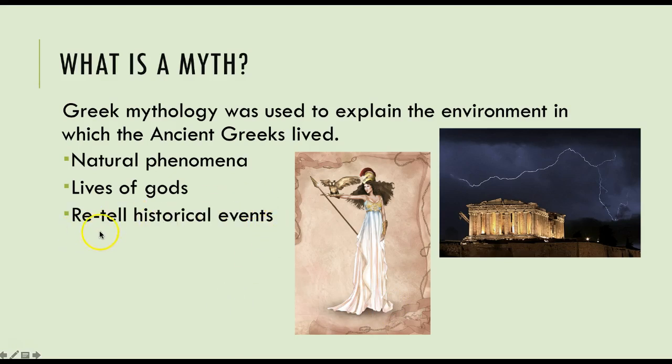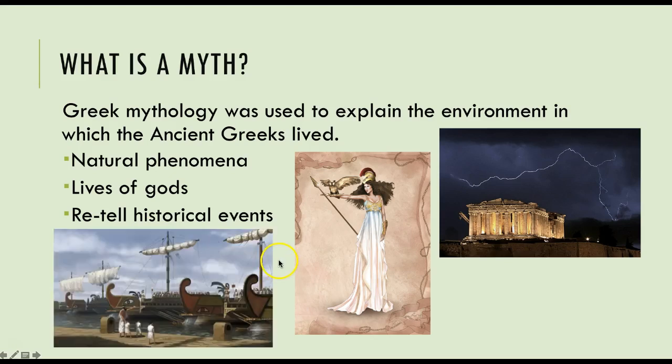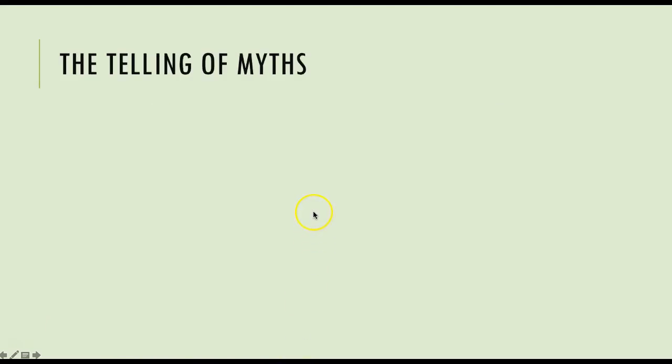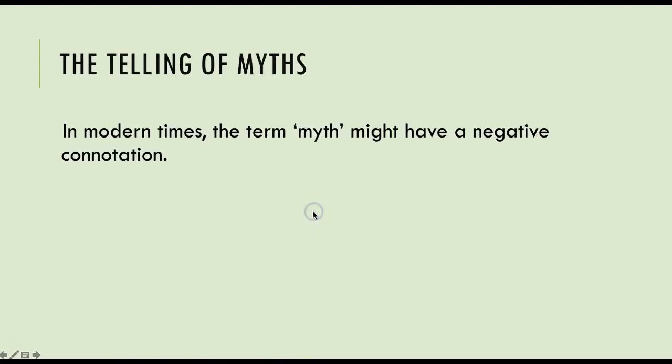Now, the last example is that ancient Greeks used myths to retell historical events. This was a way that they could pass on stories for generations, perhaps about wars that they fought or places that they explored. Okay. The telling of myths.